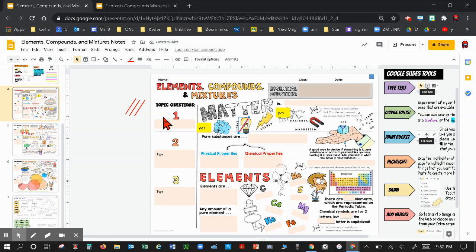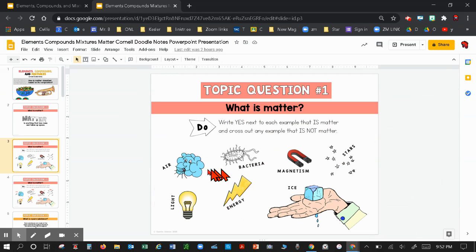Any item you feel is not matter, cross them out. So go ahead and take a moment and do that. What items do you feel are matter? Which items are not matter? So tell me, is air matter? Bacteria, magnetism, stars, ice, energy, or light? Go ahead and take a moment to answer those questions. Once you're done, you can unpause the video.